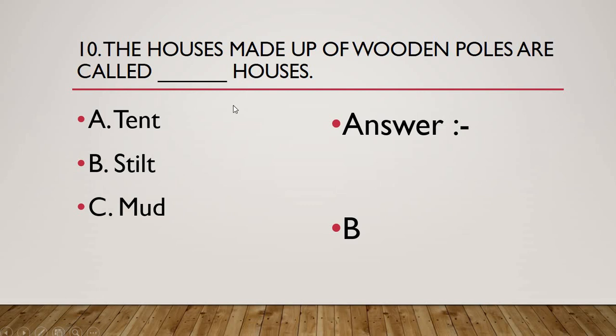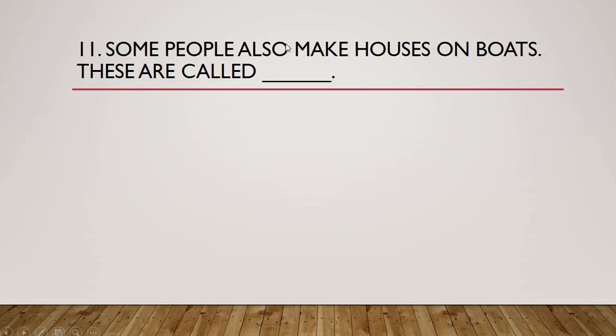I want you all to repeat this after me, because according to me this is new for you or something extra. So repeat after me. The houses made up of wooden poles are called stilt houses. Clear enough? Moving on to the 11th one. Some people also make houses on boats. These are called dash.